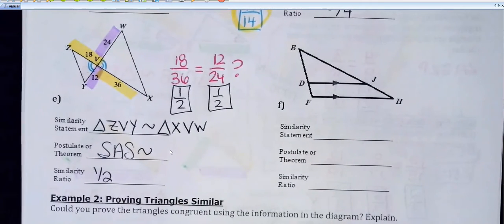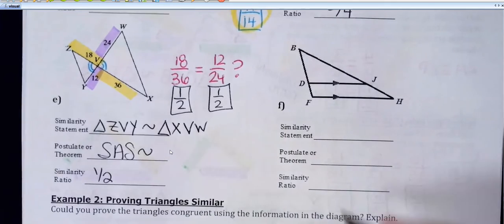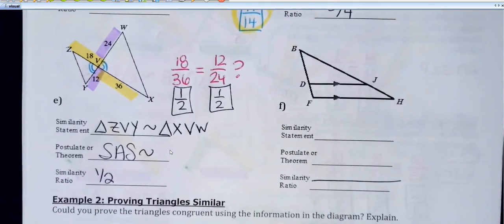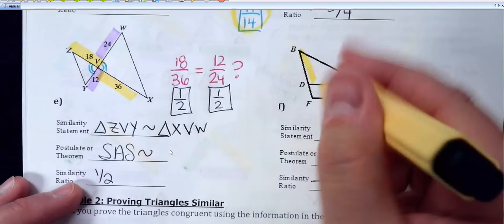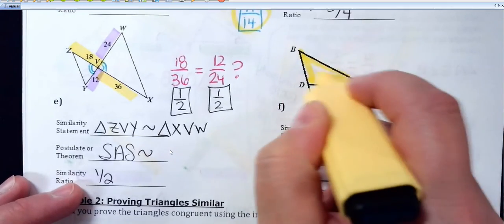All right, now I have one more. This one is very tricky. All right, you will not be able to write a similarity ratio period for this one because I don't have any numbers on any of the sides in the diagram. You do have 2 triangles here. This is kind of like that very first one we did where one's inside the other one.